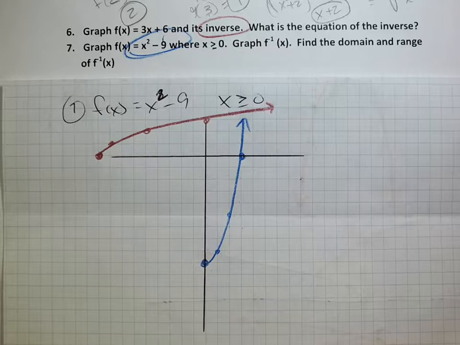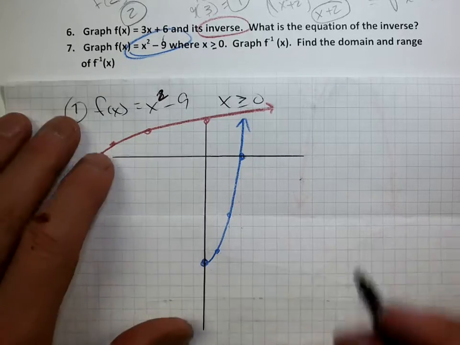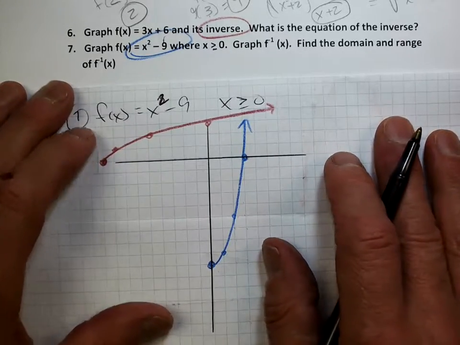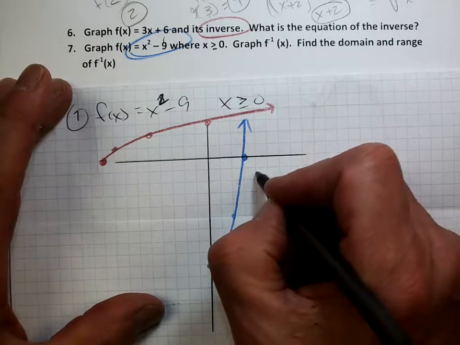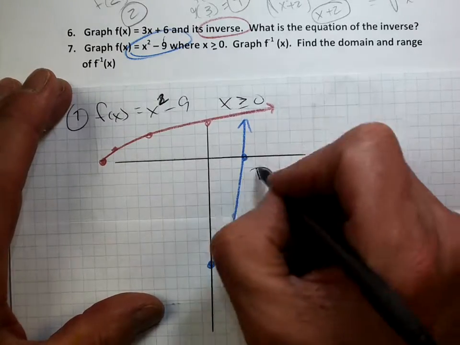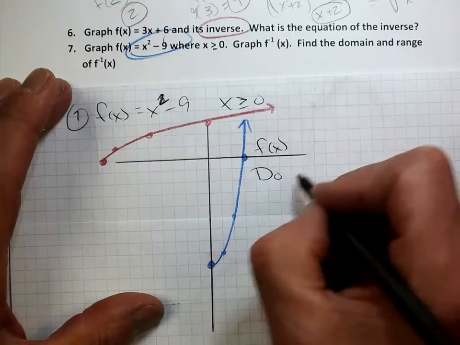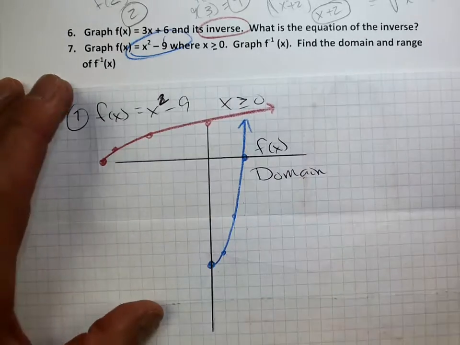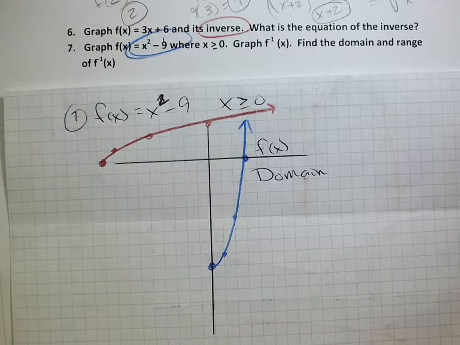Now, let's talk about domain and range, right? And then we'll come up with the equation of the inverse, okay? So first of all, let's look at the domain of the original, okay? This is f of x. It's our regular f of x here, okay? Domain. How wide is it? Well, it's not negative, that's for darn sure.